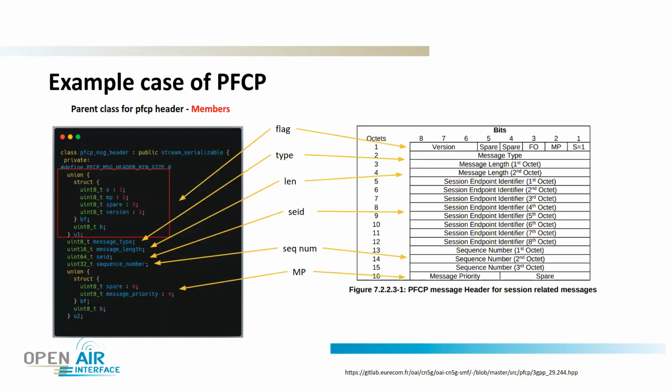For example, we want to write a header in our code. What we will do is create a class, and we create attributes with the information content of the message. For example, we have the 8 bits of flag. We have to set each element and retrieve each element. So what we can do is create a union of 8 bits, and then we set the bit, for example, S for session. Then for message priority, we set 1 bit.